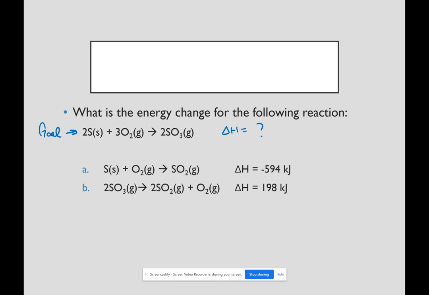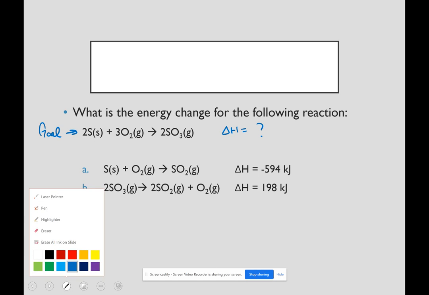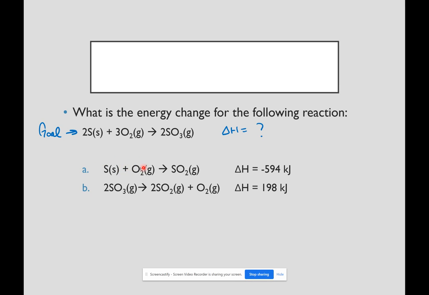I have equation A and equation B. And what I want to do is I want to manipulate equation A and B so that when I add them, A plus B, I get the goal equation. And so to do that, I need to focus on just one species in each equation. So in equation A, I have sulfur, oxygen, sulfur dioxide. I need to choose which one to focus on. Just focus on one instead of the whole equation. It makes it a lot easier.